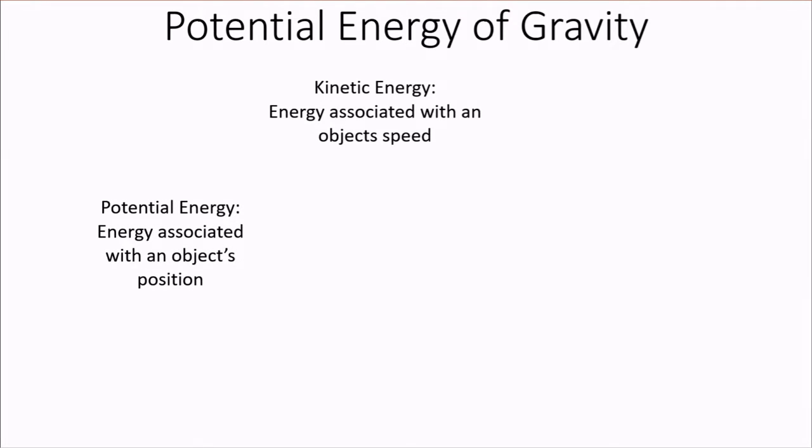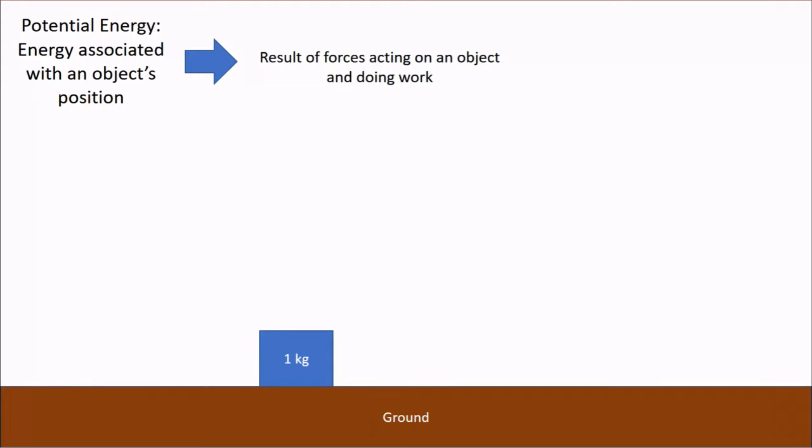Why should an object's position be associated with its energy? Well, this happens when certain types of forces are acting on an object and doing work. The best way to explain this is by thinking about gravity. Imagine you have an object on the ground, and you lift it up 4 meters. Let's think about the amount of work you had to put into the object to get it that high up.